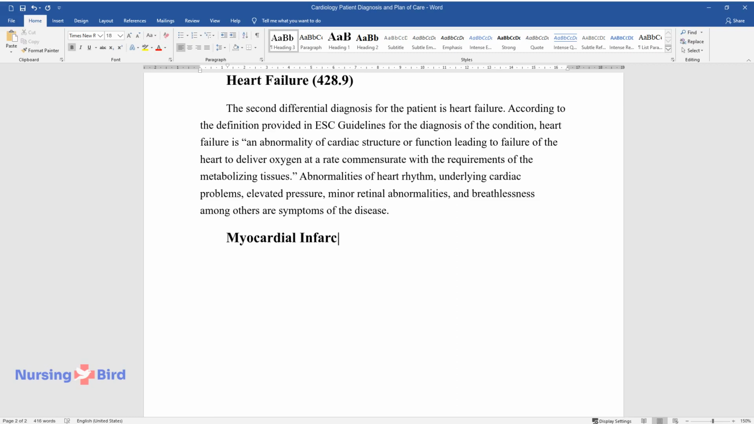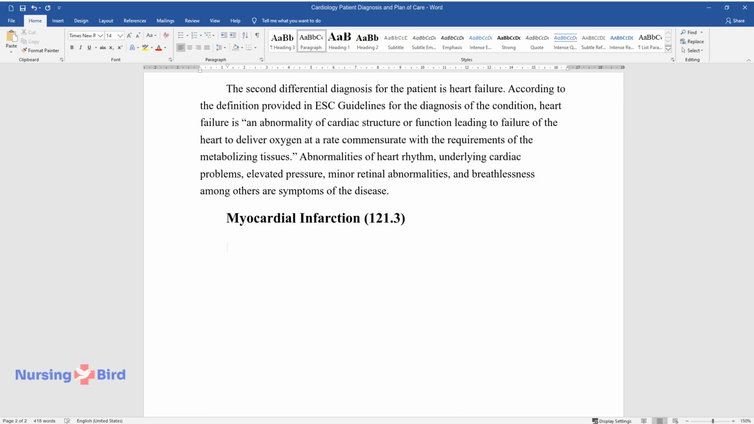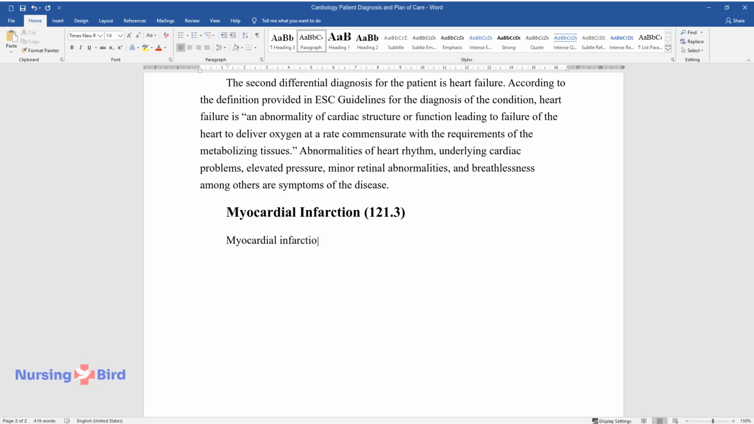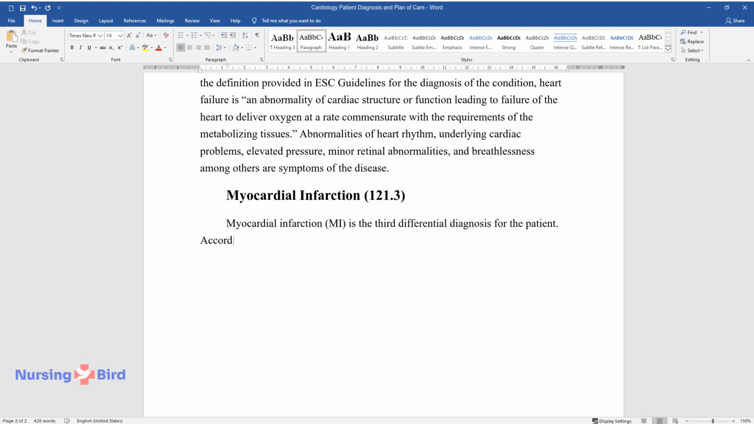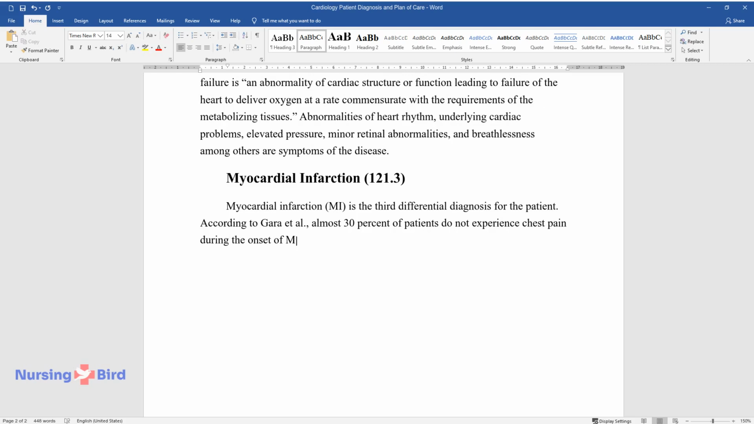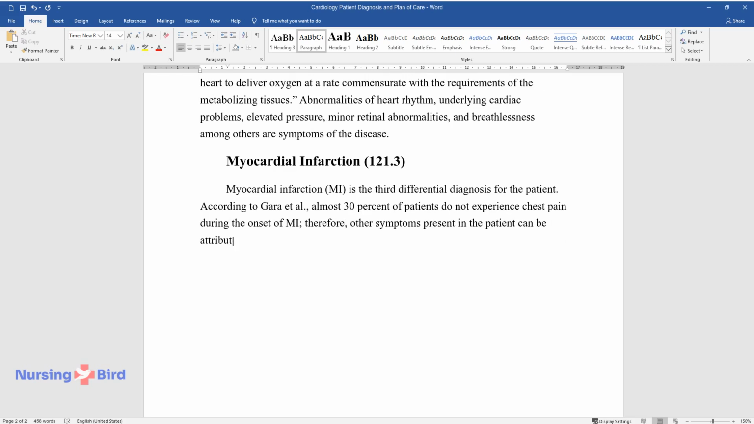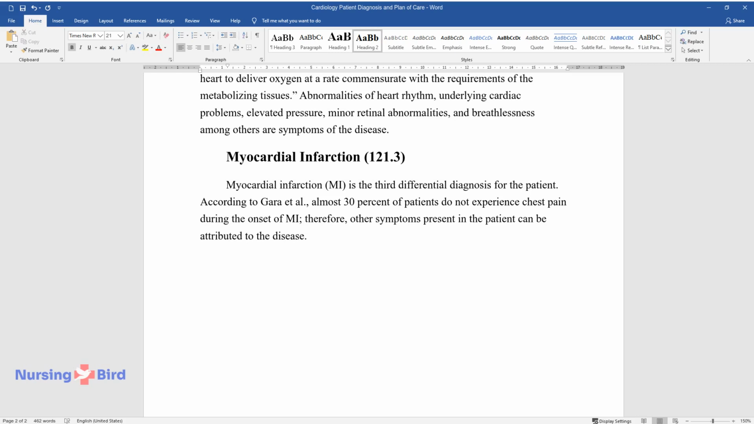Myocardial infarction, 121.3. Myocardial infarction, MI, is the third differential diagnosis for the patient. According to Gara et al., almost 30% of patients do not experience chest pain during the onset of MI, therefore, other symptoms present in the patient can be attributed to the disease.